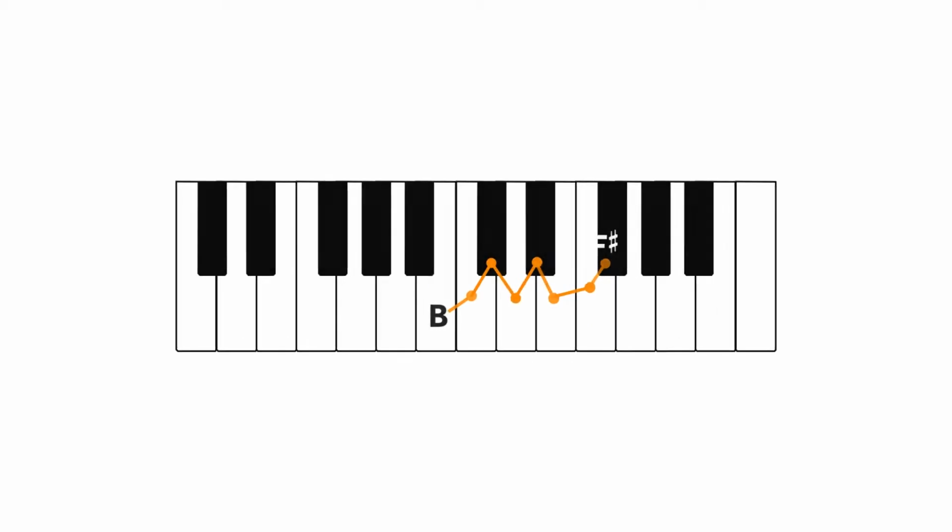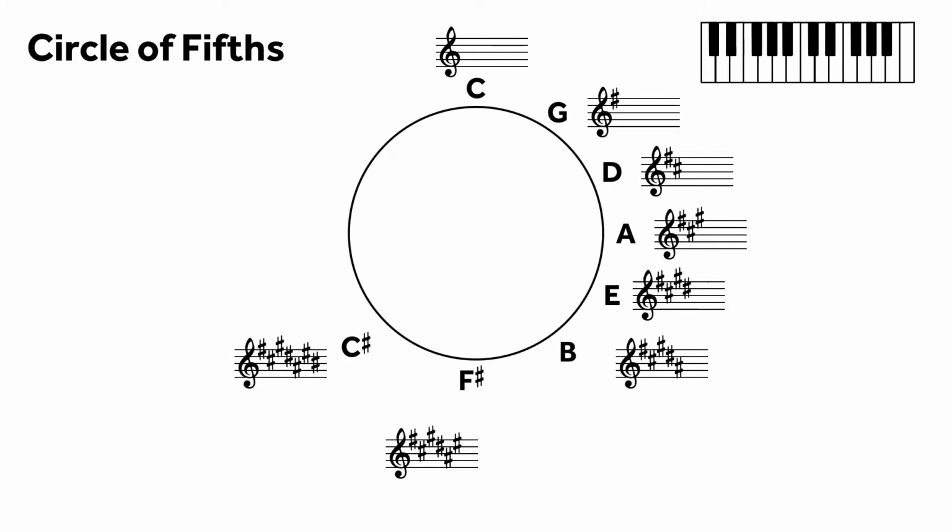Moving counterclockwise on the circle works exactly the same as ascending, just in reverse. Each position is a fifth, or 7 half steps, below the previous position. For example, moving one position counterclockwise from C is F: C, B, A, G, F. F major has 1 flat, B flat. The next position is B flat: F, E, D, C, B flat. B flat has 2 flats, B flat and E flat.